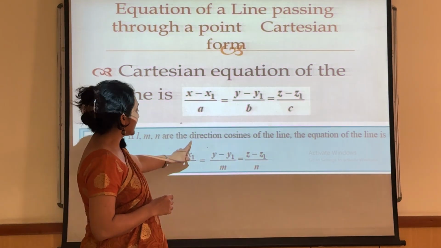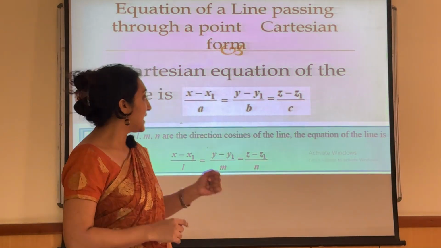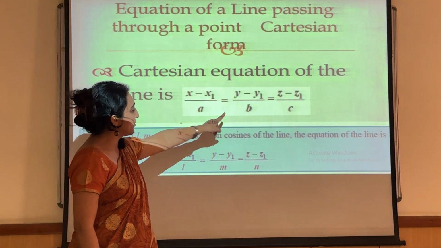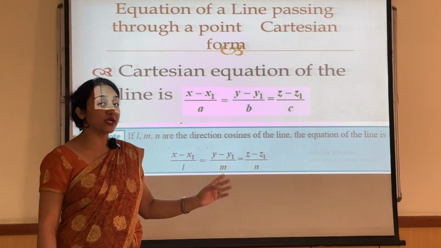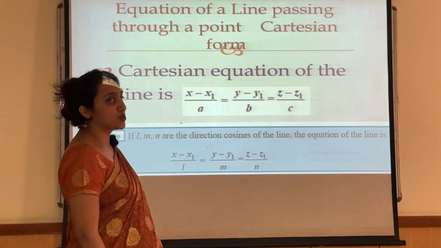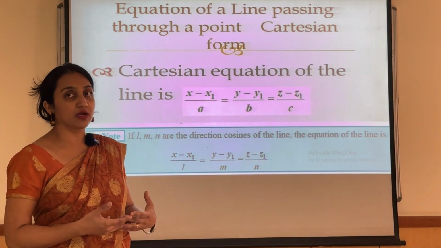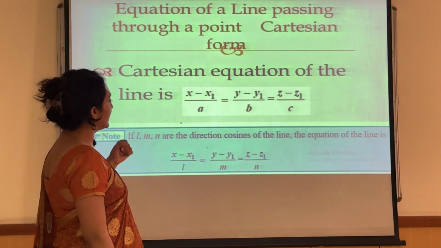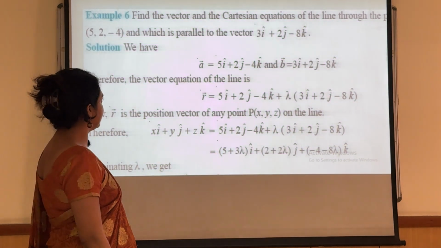So if the direction cosines l, m, n are given instead of direction ratios, I can always have the equation in the same form. Only in place of a, b, c, we will get l, m and n. The equation will remain the same. Okay, so let's work on some examples to understand how to apply the formulas to get the equation. Let's move to the next slide and see a particular example.